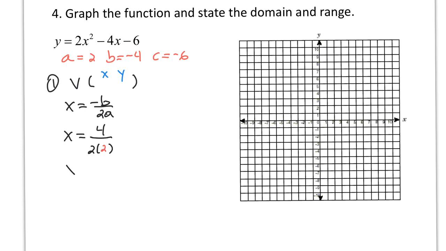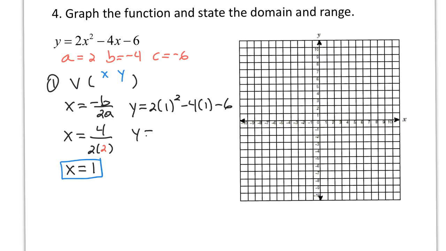You guys are going to simplify that x, and your answer will be 1. 4 divided by 2 times 2 equals 1. So now I'm going to go back and substitute this number 1 into the function right here. Remember that we are substituting the 1 into the x. So y equals, and you substitute the 1 into the x right there, -4 times 1 minus 6.